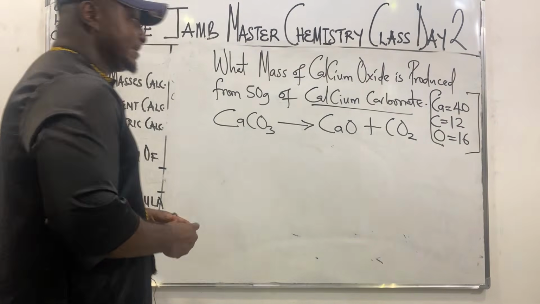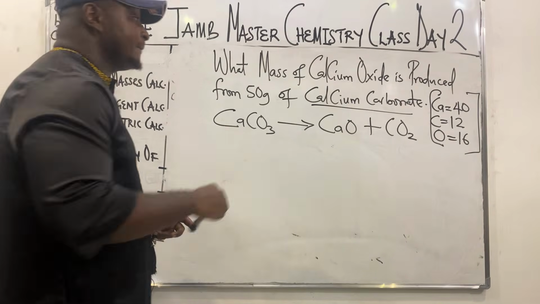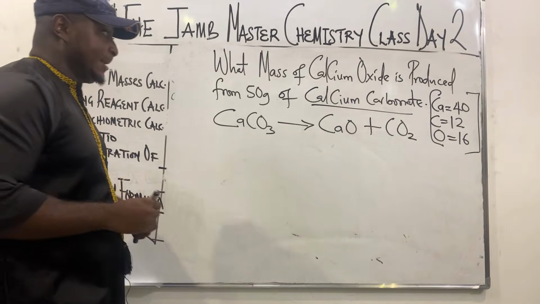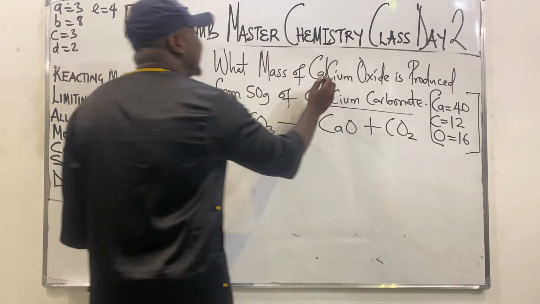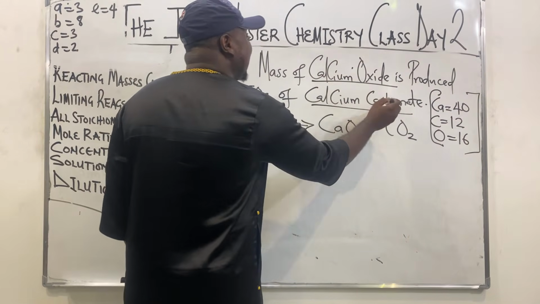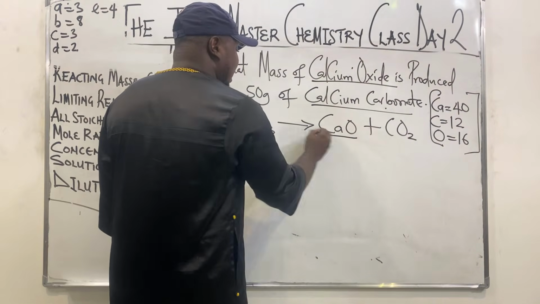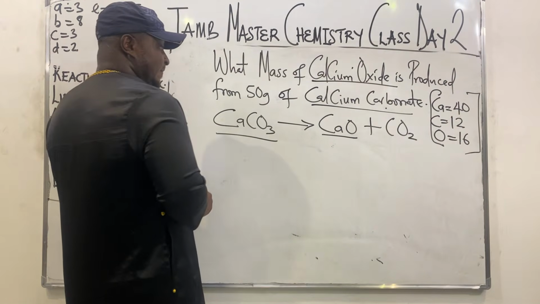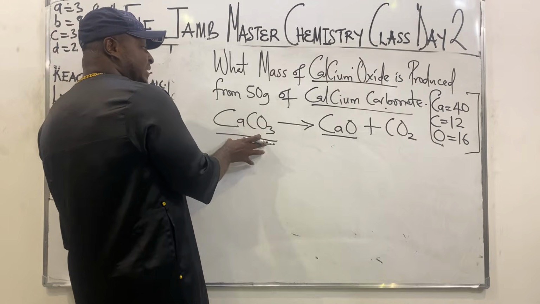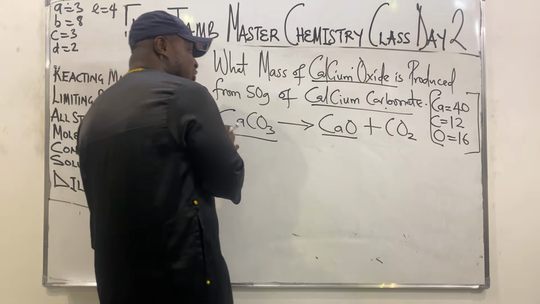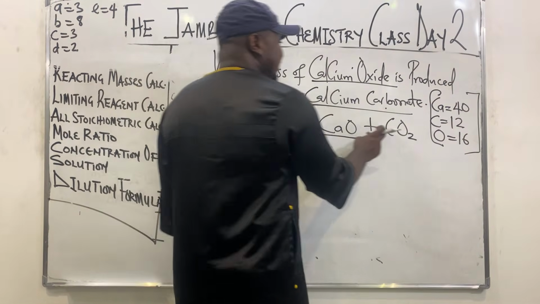Calcium is 40, carbon is 12, oxygen is 16. What mass of calcium oxide? So the business is between calcium oxide, which is CaO, and calcium carbonate, CaCO3. So it's obvious that calcium carbonate, CaCO3, undergoes decomposition to give CaO and CO2.